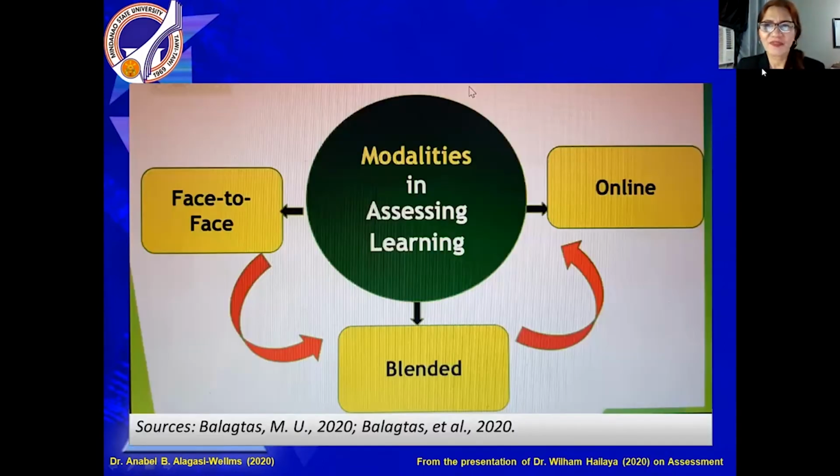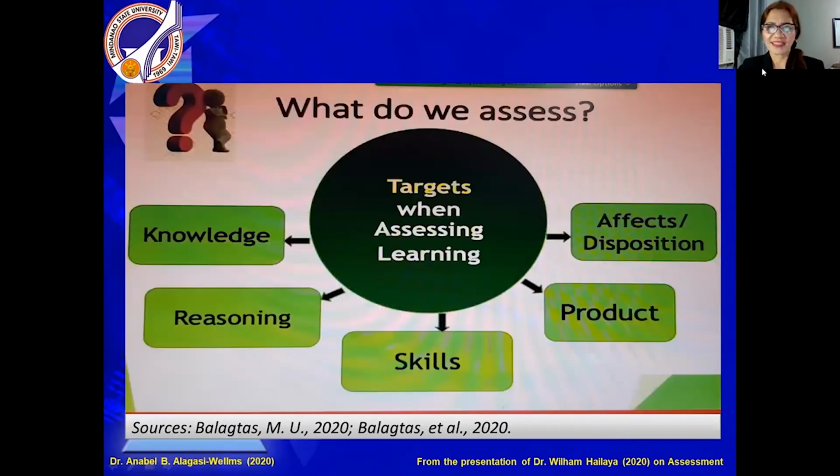All right, let's proceed to the modalities in assessing learning. How do we assess? It's either face-to-face, the traditional method. You can do online assessment. There are tests, there are assessments, there are evaluations done online. I know you're familiar with this. Or you can do blended, face-to-face with online. So that's according to Balagtas et al. 2020. What do we assess? Knowledge, reasoning, skills, product, and disposition.